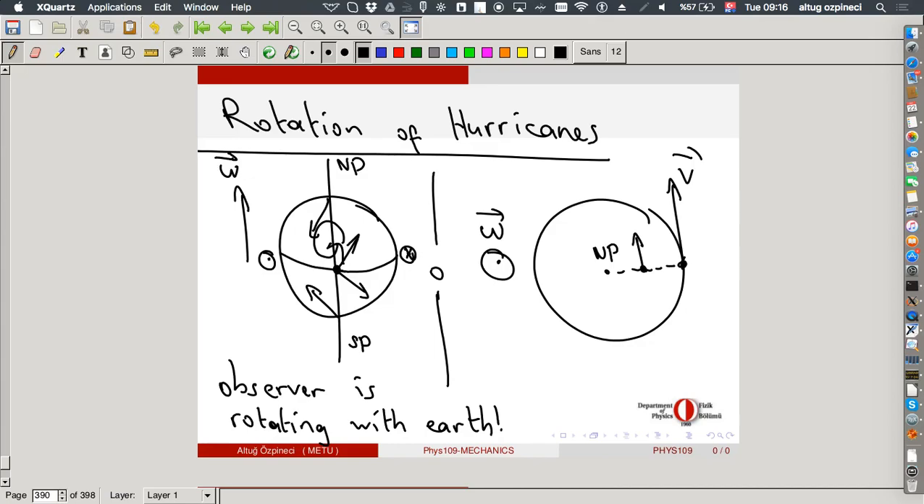Well, a similar thing will happen on the southern hemisphere, and the air here will start rotating in the clockwise sense. This is why the hurricanes in the northern hemisphere will always rotate in the counterclockwise sense, whereas on the southern hemisphere, they will always rotate in the clockwise sense.